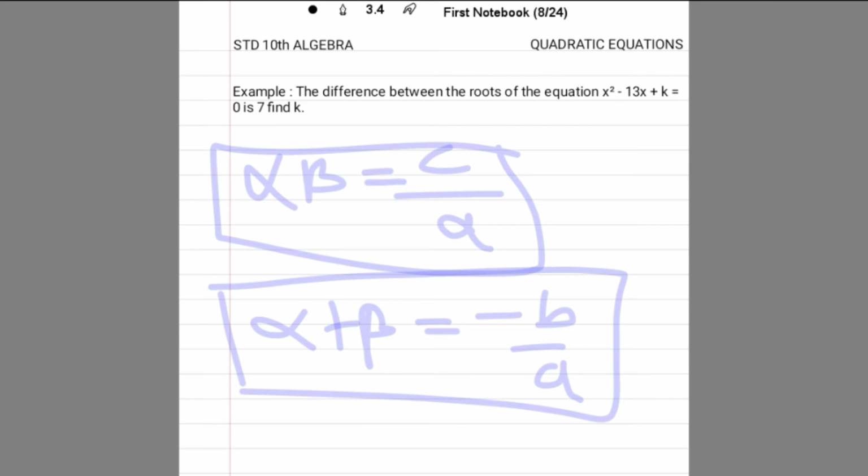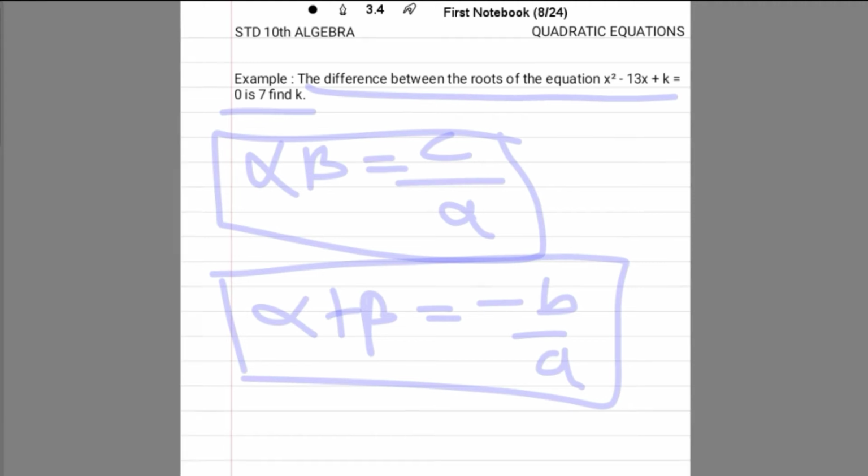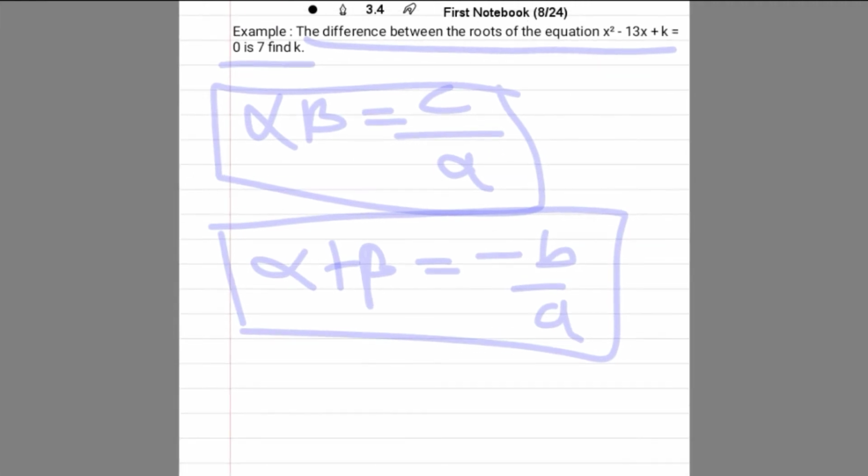So I have taken one example here: the difference between the roots of the equation x square minus 13x plus k is equal to 0 is 7. Find k. Now what they have given is, we know the difference between the two roots. Suppose we take the two roots as alpha and beta, and what they have given is alpha minus beta is equal to 7. This is what they have given.